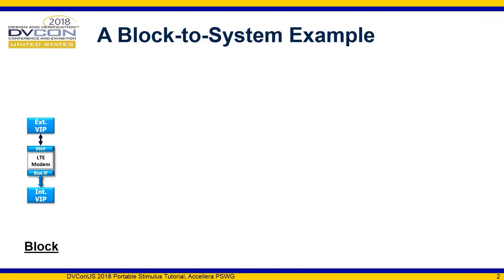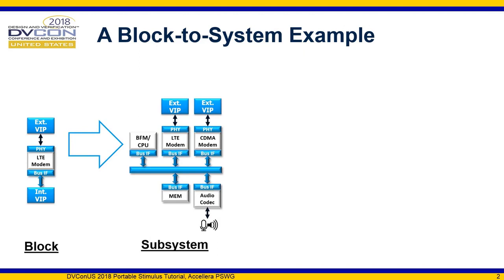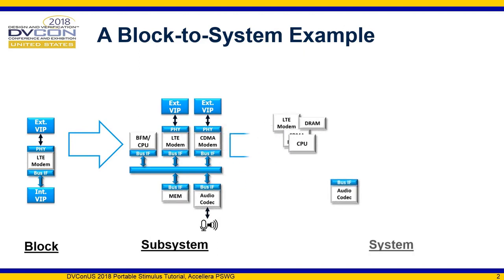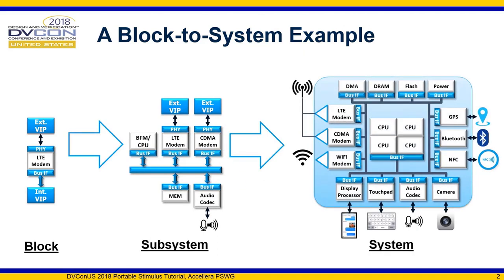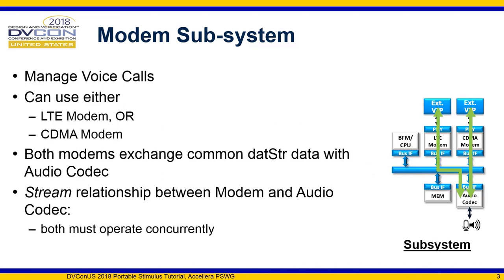What we're going to do is take the LTE modem that Tom introduced us to and add a second modem into the system, a CDMA modem, and the audio codec. The audio codec is the speaker and the microphone that you actually talk to. So we're going to deal with managing voice calls, where the voice calls can either come across the LTE modem that we already looked at, or a CDMA modem, so there's some choice. And both of them stream data to the audio codec.